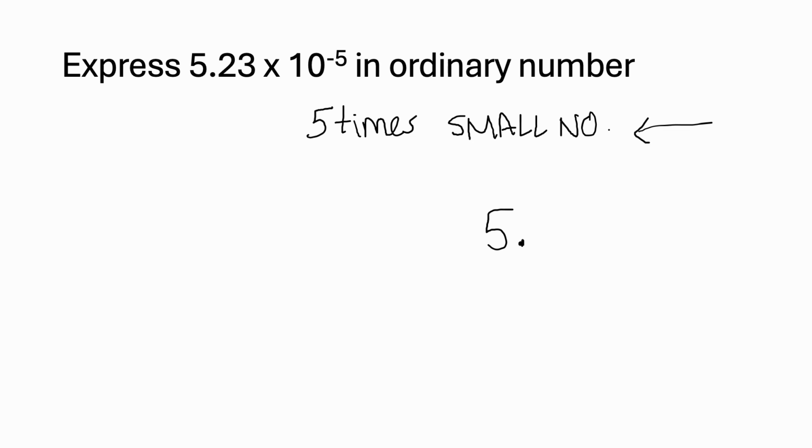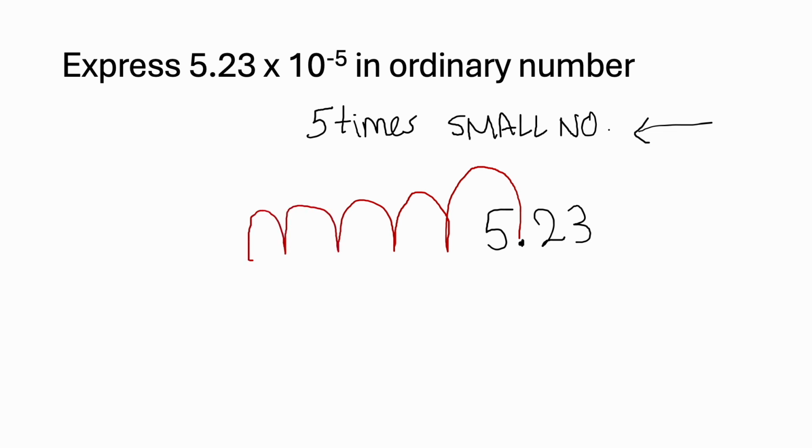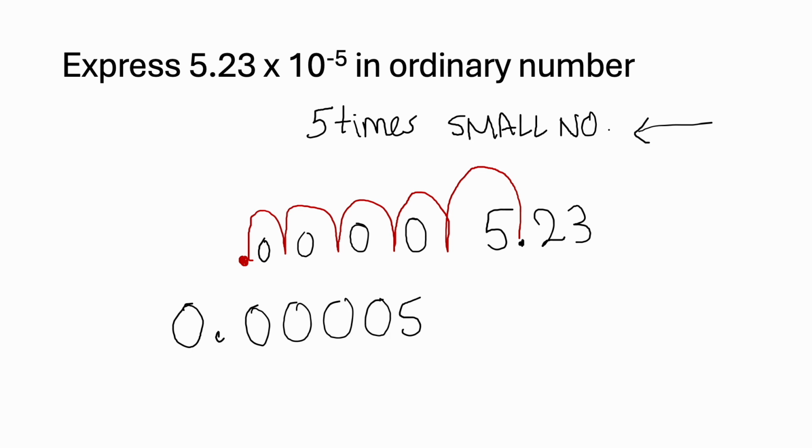So let's start off with 5.23. We need to move our decimal place 5 times to the left. So we go 1, 2, 3, 4, 5. Decimal point is here. Then we just add in our zeros. So our answer is going to be 0.00000523. And that is it.